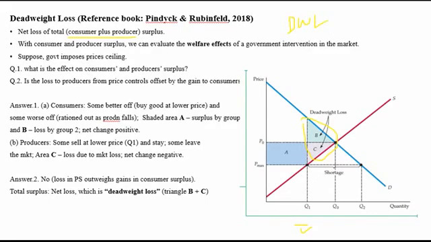So the idea is that with the estimation of consumer and producer surplus, we are finding some kind of welfare effects of government intervention in the market. Whatever government is doing, we can find out the consumer surplus, how much consumers are getting as a surplus and how much producers are getting as a surplus. So that is the idea.